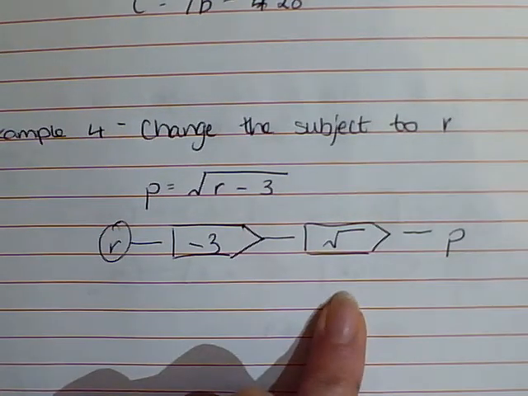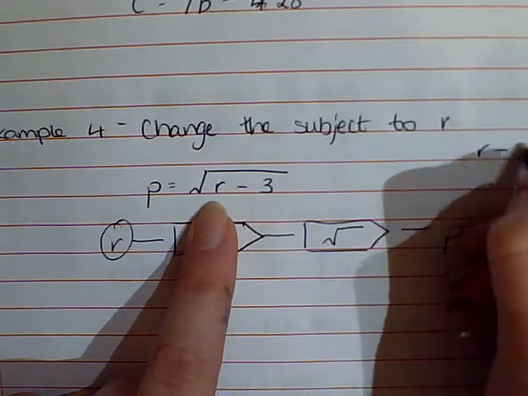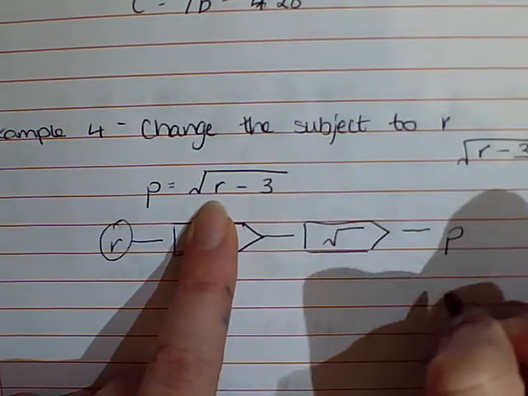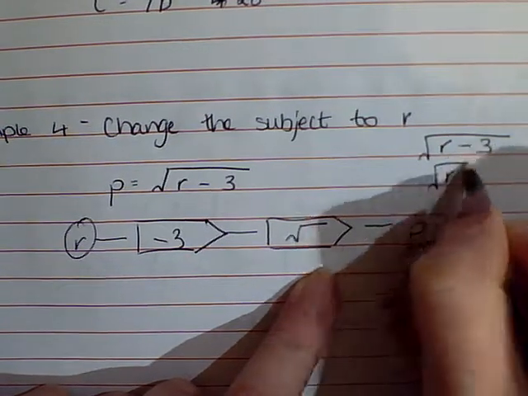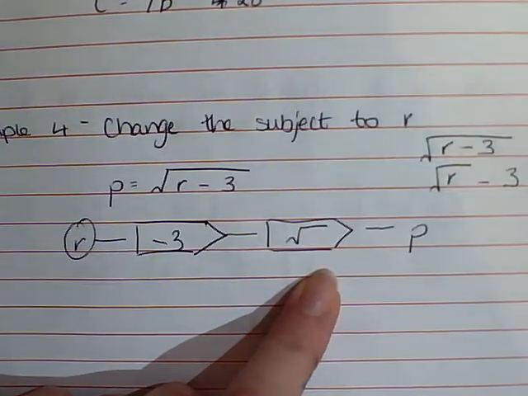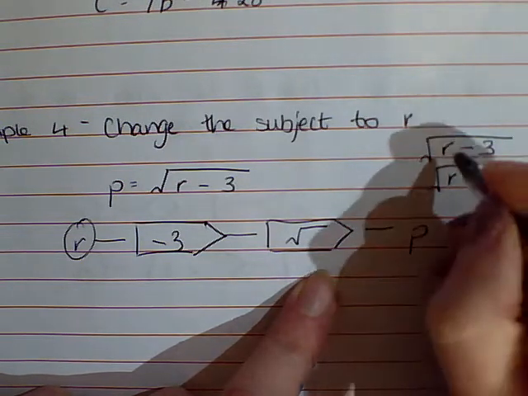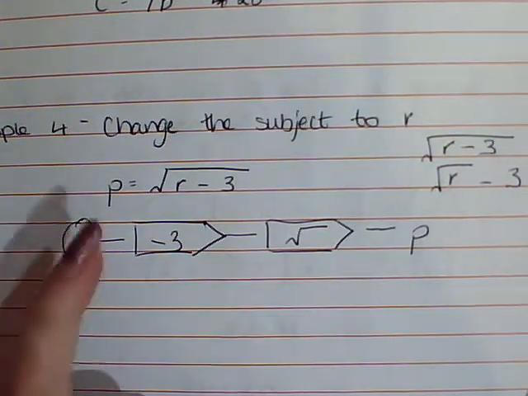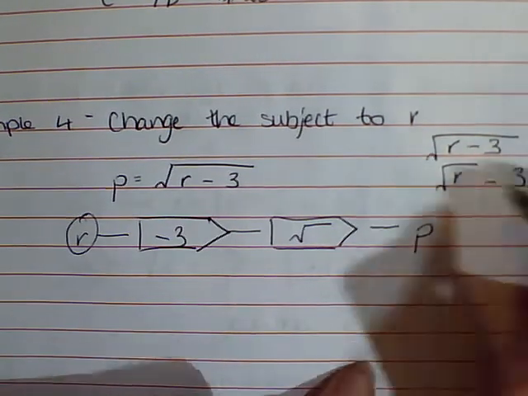Now, just to reiterate what I said above, if I told you you had R take away 3 square rooted, you would do that. But if I said R square rooted take away 3, it would look like this. So please be careful with the square root as well. Okay, this is R subtract 3, and then we've square rooted because the whole thing is square rooted.